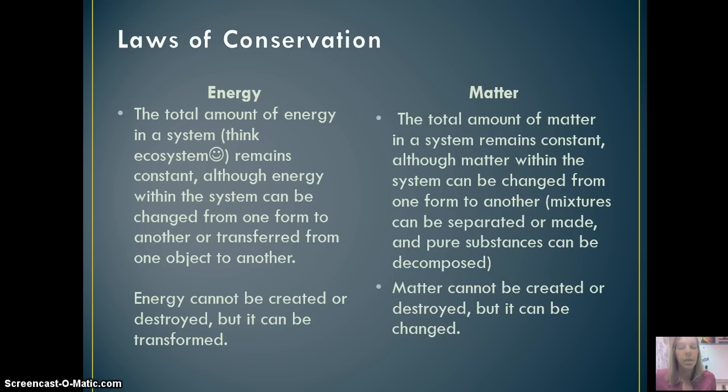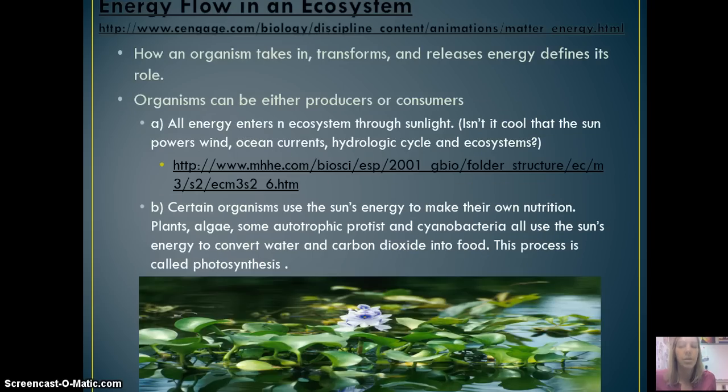Energy cannot be created or destroyed, but it can be transformed. Pretty much the same as matter. Matter cannot be created or destroyed, but it can be changed. So it might change from a physical state, such as gas, to another one as liquid, solid. But within an ecosystem, the amount of energy is pretty consistent. And you could even talk about that in the biosphere.